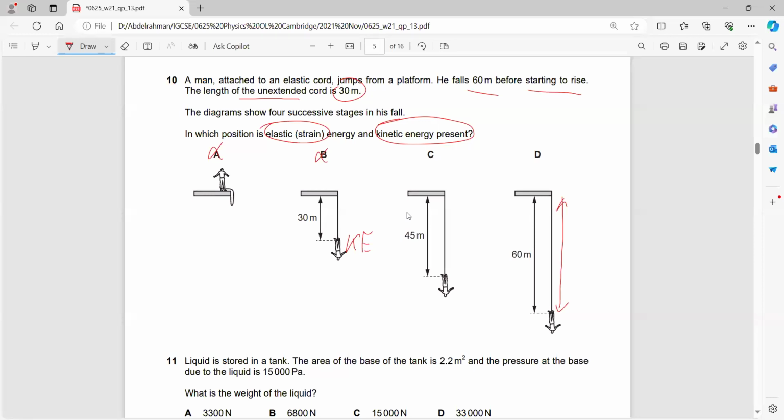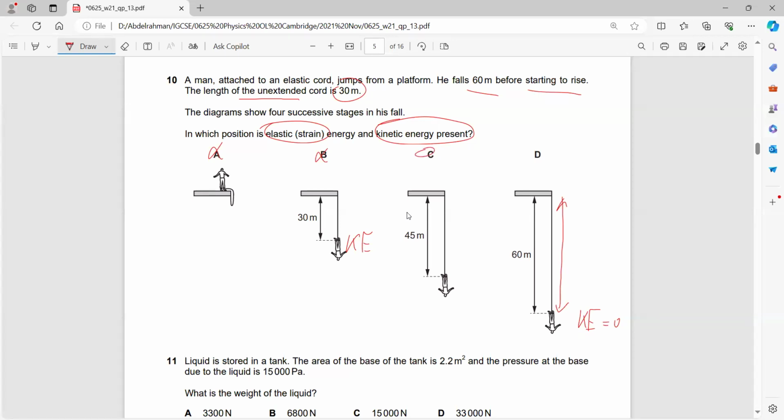Again, at the length of 60 meters, what happens to the man? He stops. Kinetic energy is zero. The kinetic energy is zero at D. At this position, his kinetic energy is zero, so this cannot be right. The only right answer would be C.